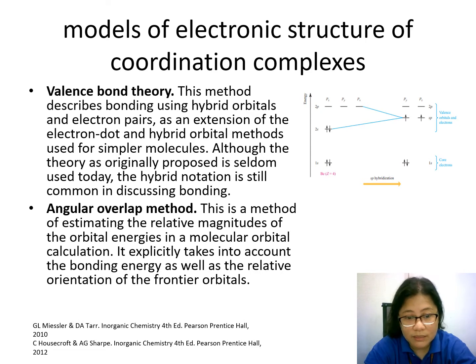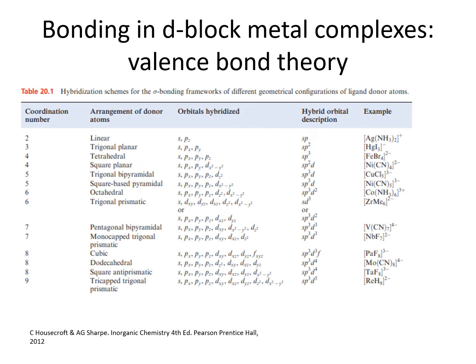And the second one is the angular overlap method. This is a method of estimating the relative magnitude of orbital energies in molecular orbital calculations. Here in this table, you would see valence bond theory in terms of hybridization. If you have coordination number 2, which is a linear arrangement based on the donor atoms, we have a hybridization of sp only, or sp as we describe it.